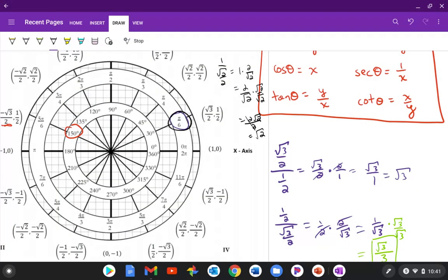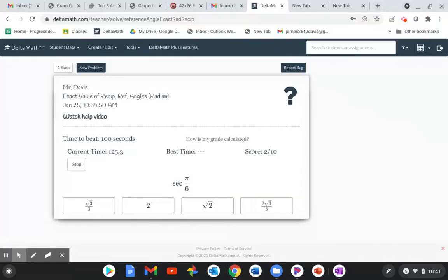Secant of pi over 6. I think we actually already did that one. Yeah. It's 1 over radical 3 over 2. So we just end up flipping the bottom. It becomes 2 over radical 3. Then we multiply by radical 3 over radical 3, and we get 2 radical 3 over 3. You'll get the hang of it. You'll be able to do it fast like that after a while.